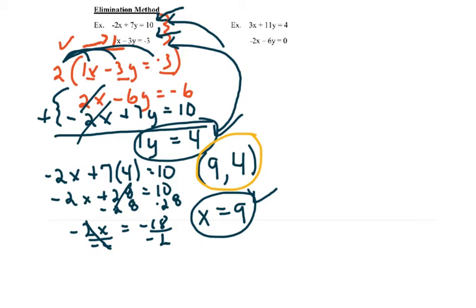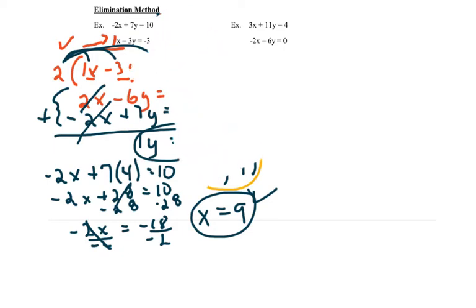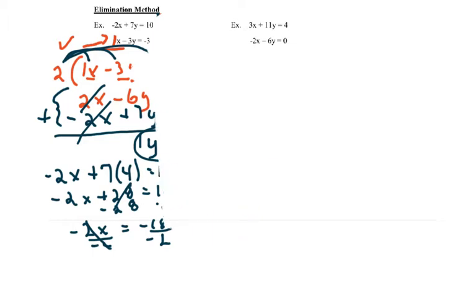Again, you can plug those back in for x and y to check, and you would see that that is the solution. All right, let's try this again with the second equation. Okay, let's take a look at this one. Again, we're trying to eliminate either the x's or the y's. And again, it really doesn't matter which variable you eliminate first.